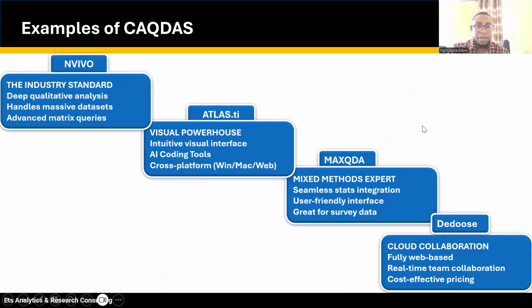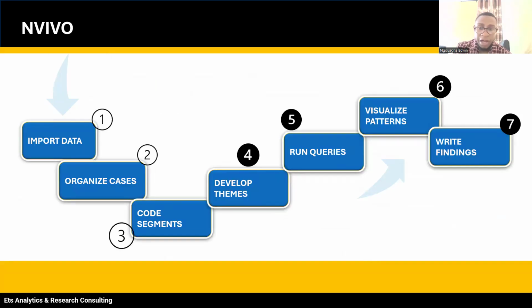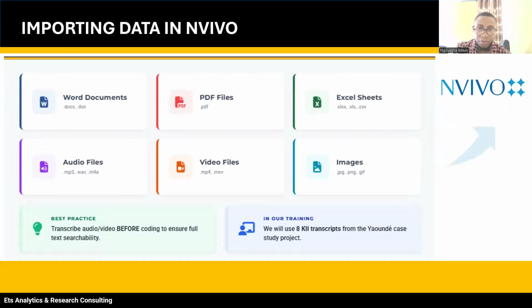So there are many qualitative data analysis tools, as you can see on the screen, but the one we're going to be using in this training is NVivo. NVivo can help you organize your data in 7 steps: you import your data, organize your cases, code segments, develop themes, run queries, visualize patterns, and write findings, which we are going to see.